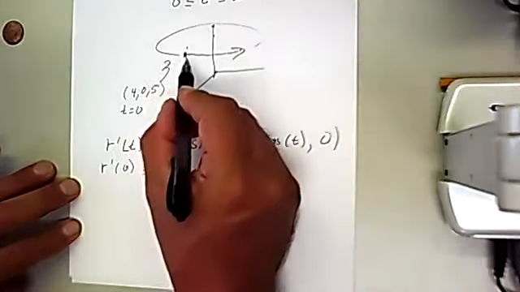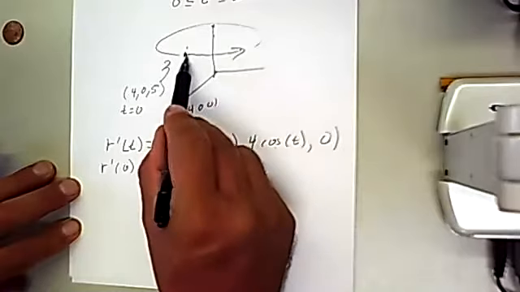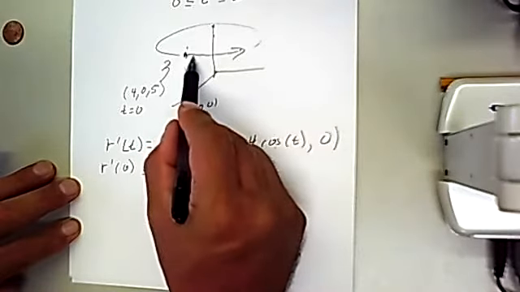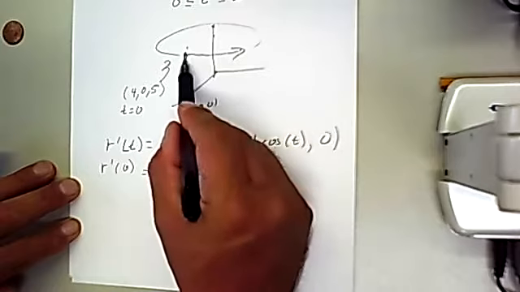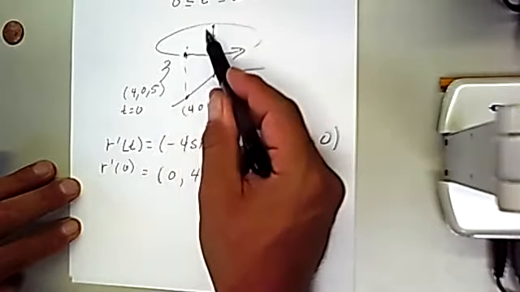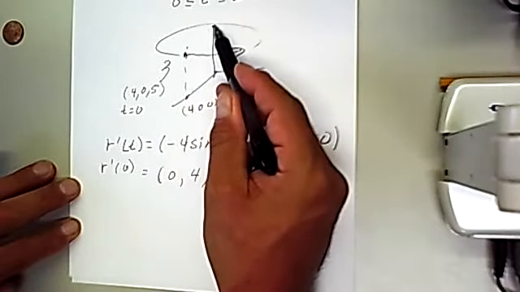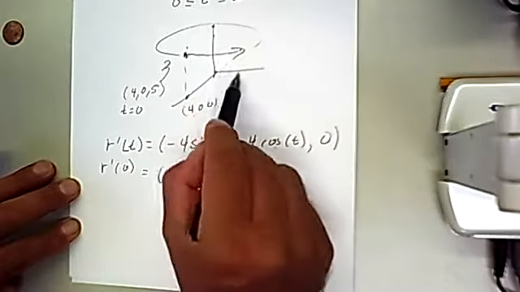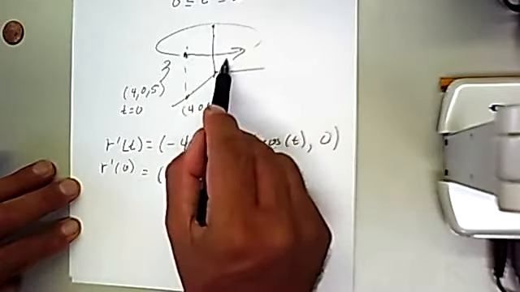So at this point, the velocity vector or the tangent vector to the curve at this point would go in this direction, 0 units. So that means not going towards the z-axis or away from the z-axis, but rather parallel to the y-axis, 4 units.